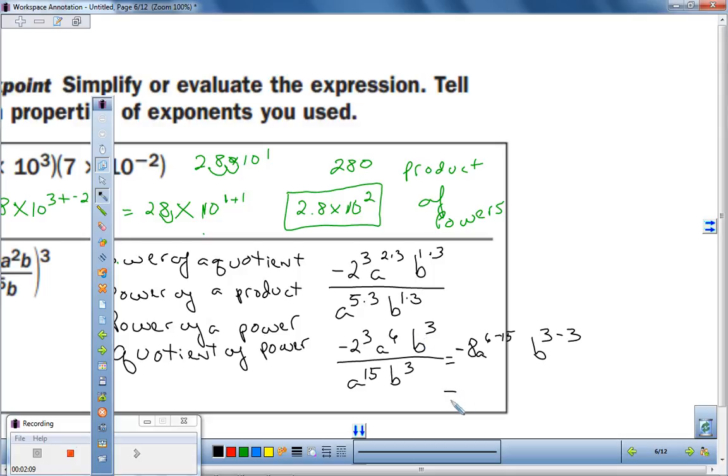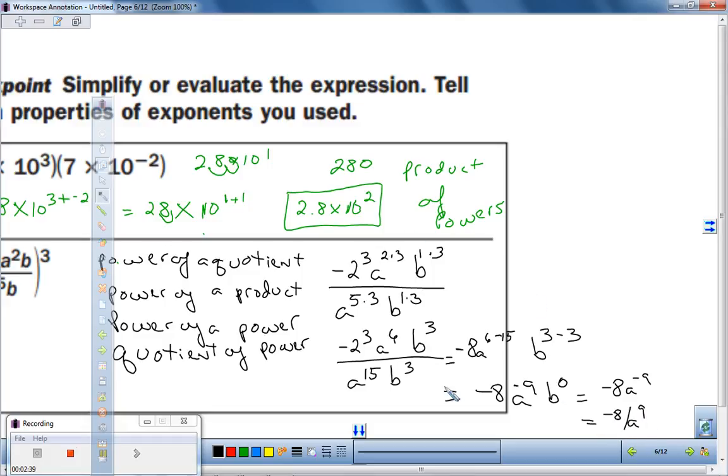So we ended up subtracting these. Alright, so here's what we have. We have -8, a to the -9, b to the 0. Well, that's going to end up being 1. Oh, I'm sorry, and that's negative. So b to the 0 power gives us 1. So we end up with -8, a to the -9. Now we're going to use the negative exponent and put it underneath to get it positive. So we end up with -8 over a to the 9th.